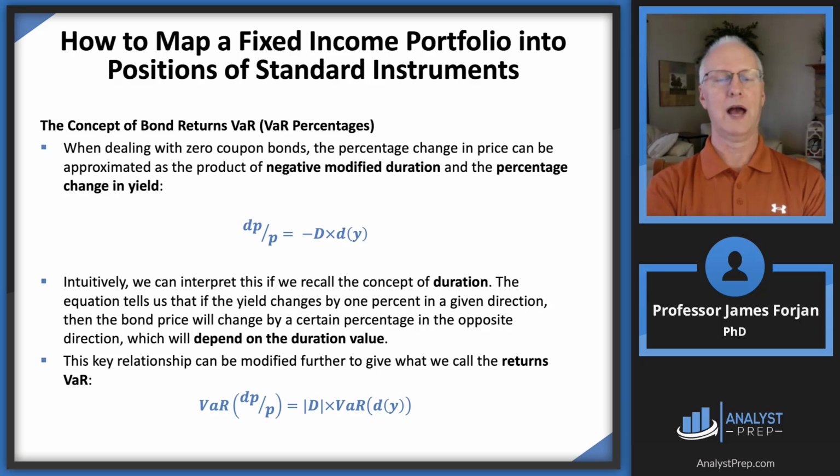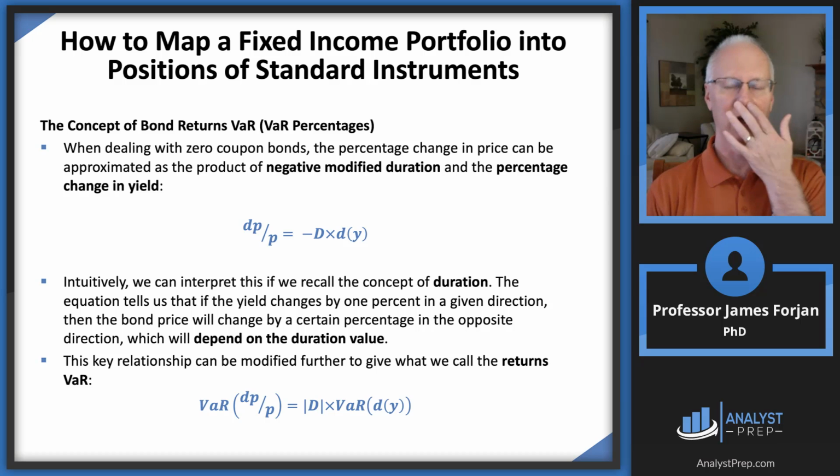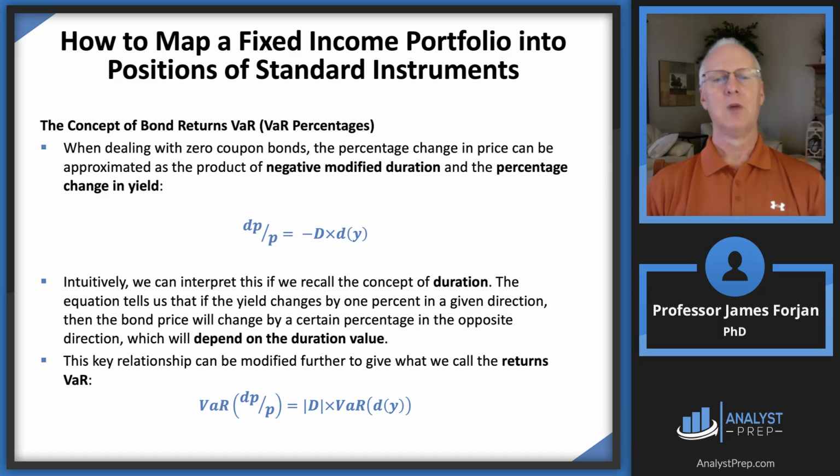All right, so notice what I have in the middle bullet point. The equation tells us that if the yield changes by 1%, then the bond price will change by a certain percentage in the opposite direction, and that certain percentage just depends on duration. So for longer duration bonds, you're going to have a higher price response. That should make perfect sense. But now let's go ahead and apply that to value at risk.